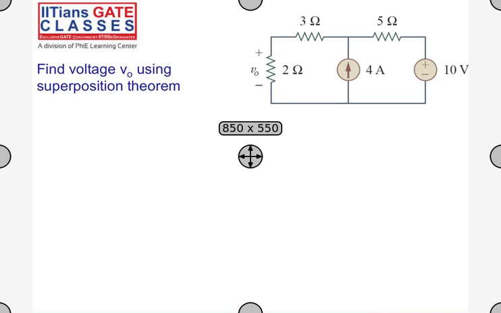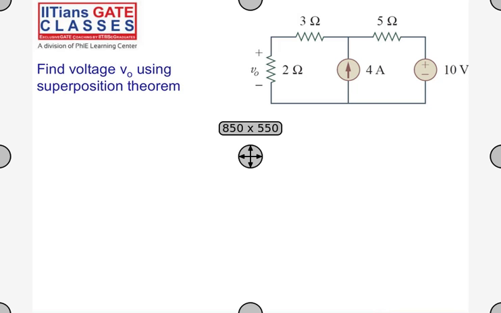For this, what do I have to do? I have more than one independent source. I have a current source as well as a voltage source. I have to consider each source separately, find the voltage across this, and algebraically add them so that I'll get the total V0. I'll consider the voltage source acting alone, turning off all the other independent sources, and then consider the other independent source and turn off the rest.